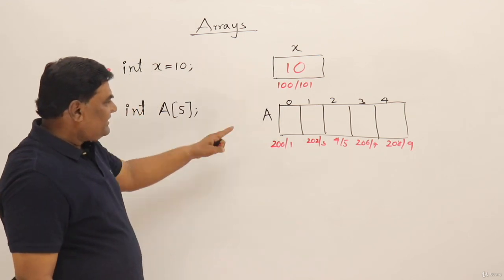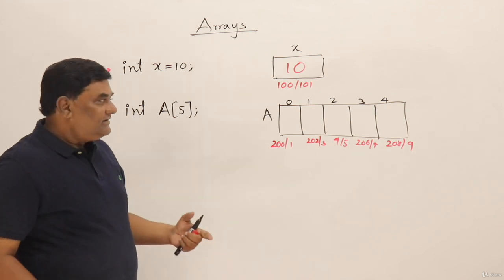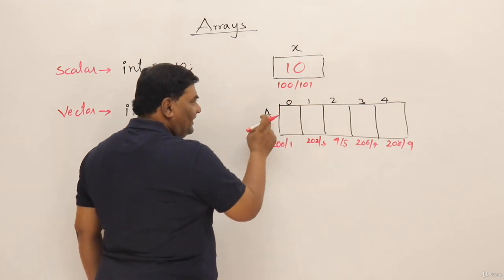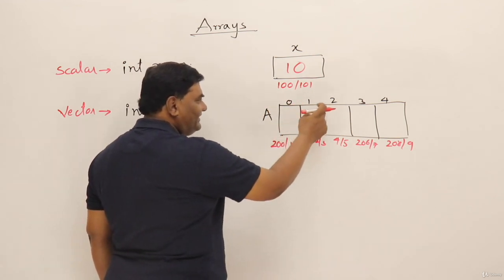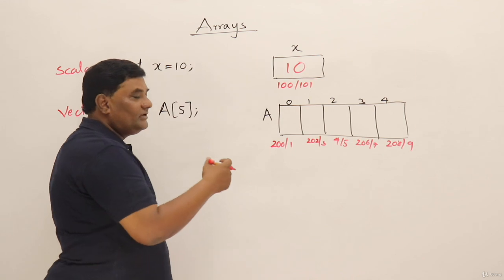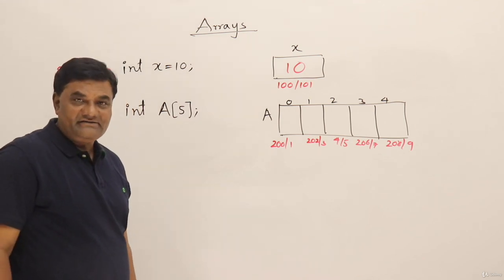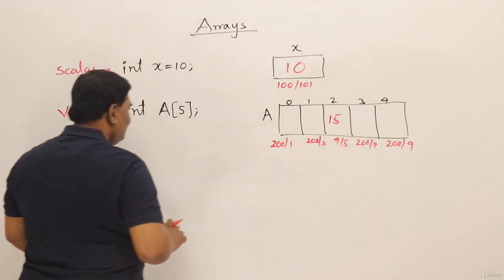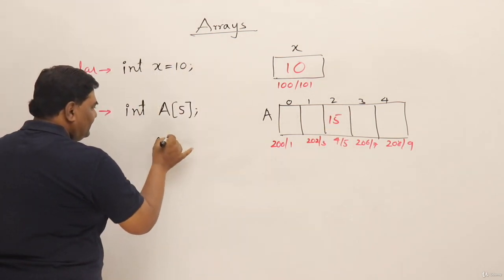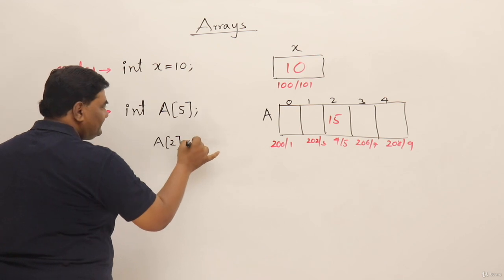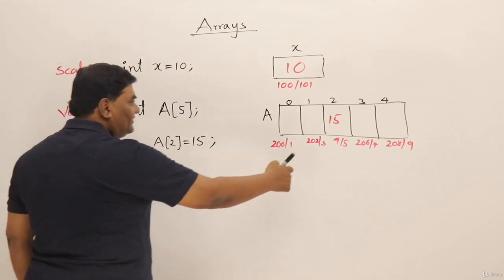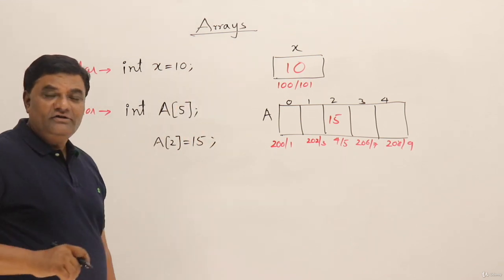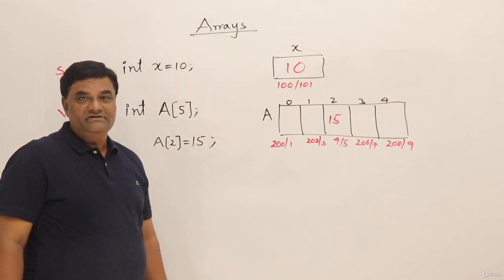Now all those 5 integers have the same name, that is A. Then how to differentiate those 5 integers? We can differentiate them with their indices. Now A of 0 means this is the first integer, then second integer, third, fourth and fifth. So I can access them or differentiate them with the help of index. Suppose I want to store a value 15 here. Then I can say A of 2, that is index 2, assign value 15. So this will store the value 15 here. So using the name and the index, we can access any of those integers, any of those elements.